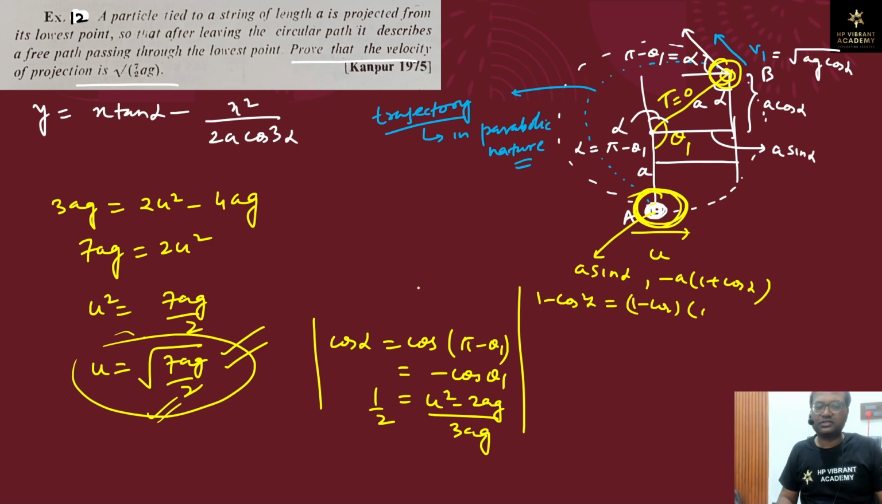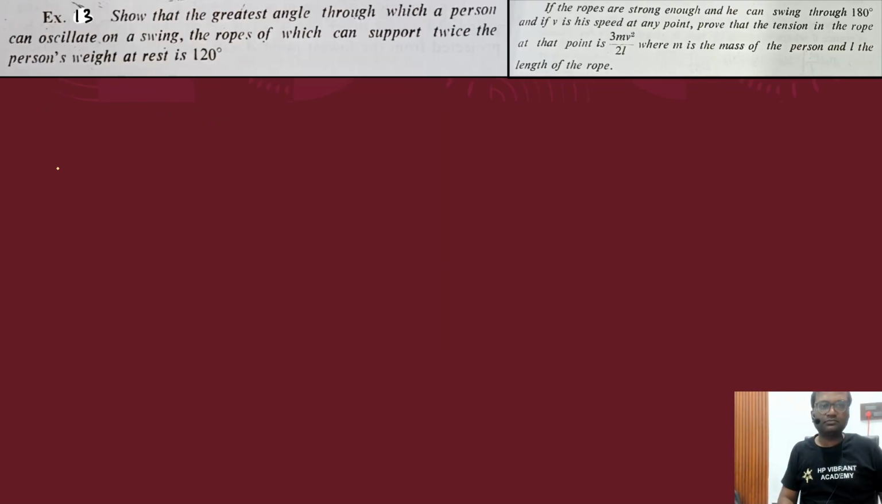Okay, so let us discuss question number 13. What is given in question number 13 is: show that the greatest angle through which a person can oscillate on a swing, the ropes of which can support twice the person's weight. So let us consider the tension in the string as T. T being the tension in the string, the maximum value of the tension is 2 times the weight of the person. So let us consider the mass of the person as m, so the weight will be mg. T max will be 2 mg.